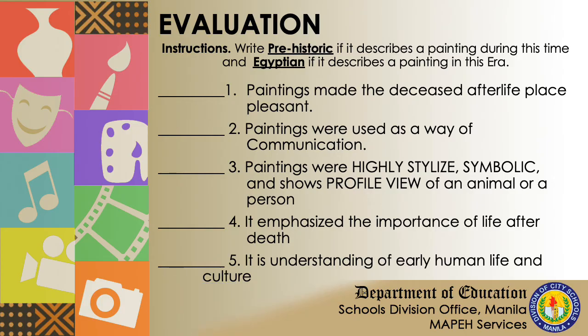Now let us check your answers. For number 1, paintings made the deceased's afterlife place pleasant is under the Egyptian. Number 2, paintings were used as a way of communication is under prehistoric. Number 3, paintings were highly stylized, symbolic, and show profile view of an animal or person, Egyptian. Number 4, it emphasized the importance of life after death is under the Egyptian era. And for number 5, understanding of early human life and culture is under the prehistoric.